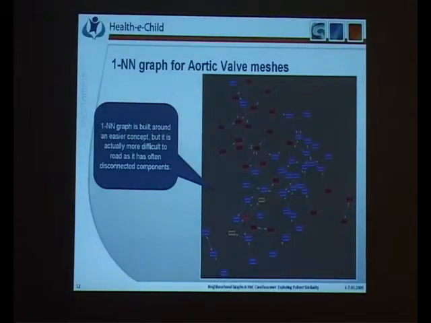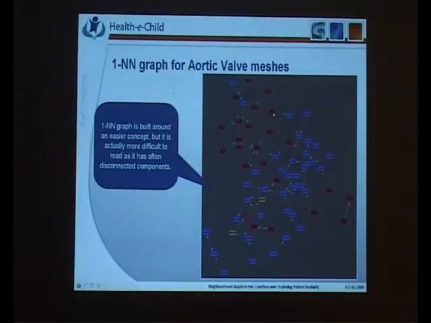It actually represents an easier concept, meaning that every relation here is a little bit easier to understand than in the relative neighborhood graph. For example, this arrow here means that this red colored node has the nearest neighbor as this blue node here. But as you can see, this graph is often disconnected, which makes it difficult to read and to see the distribution in your data.